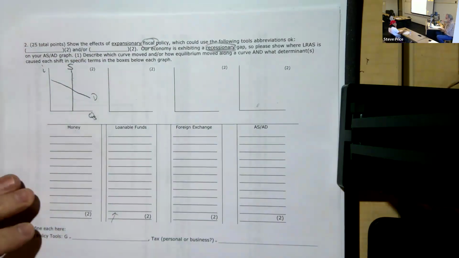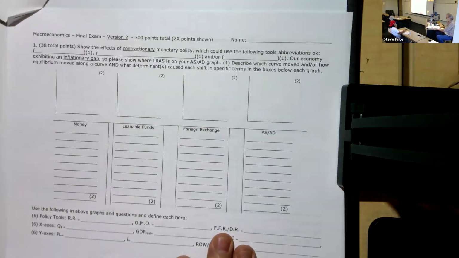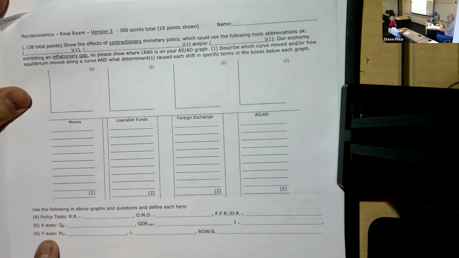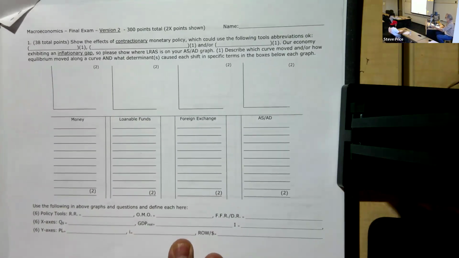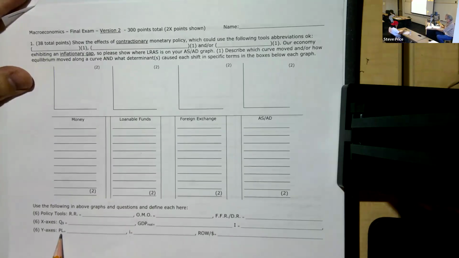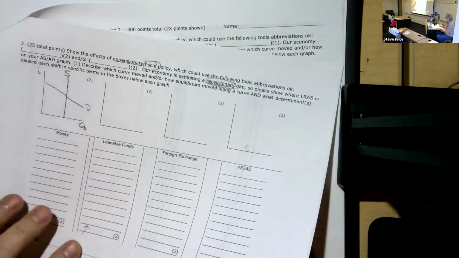Note that this question doesn't have all the X and Y axes, but you will have a question that does have all your X and Y axes. So be sure to look through the test because some parts of the test help inform you of things in other parts of the test. So you'll have quantity, dollars, real GDP, capital I, ROW dollar, interest rates, PL. Those are your X and Y axes for these.